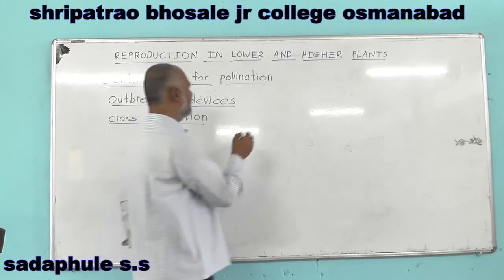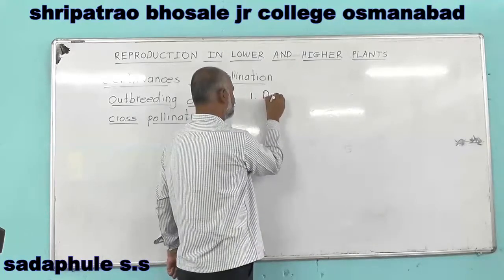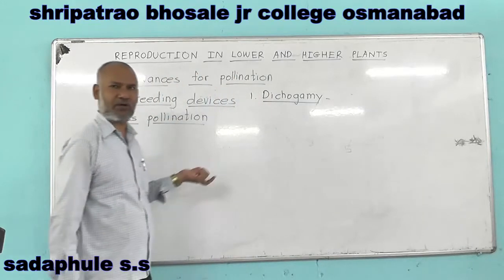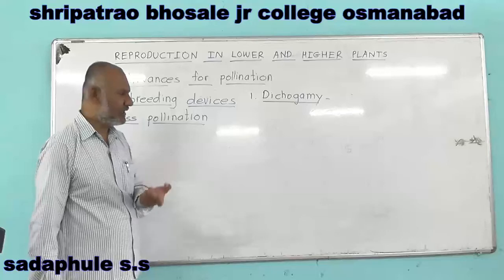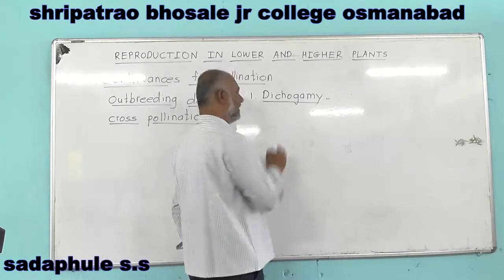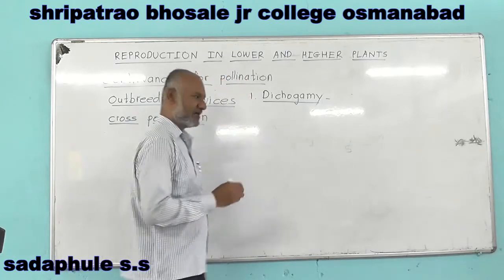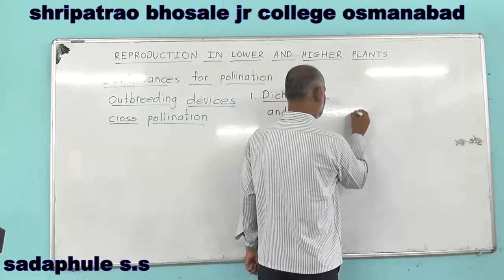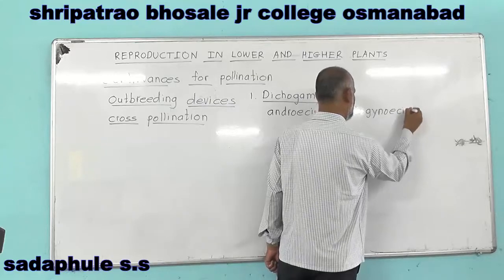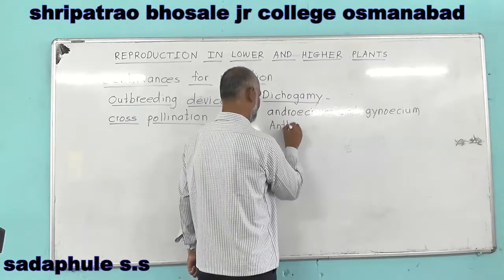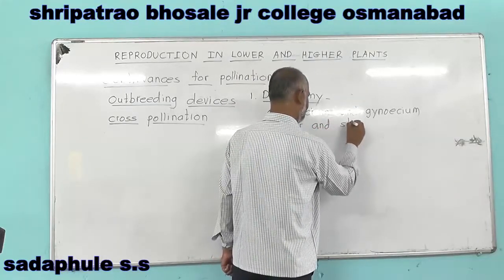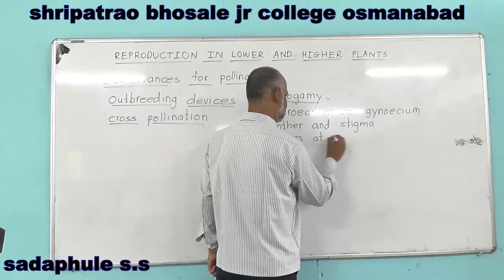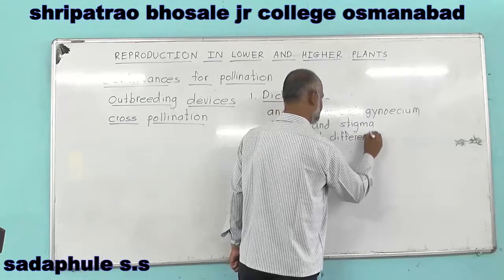Now, what are these outbreeding devices? Number one is dichogamy. We know about homogamy. In homogamy, androecium and gynoecium mature at the same time, while in dichogamy, androecium and gynoecium mature at different times. That is, anther and stigma mature at different times.